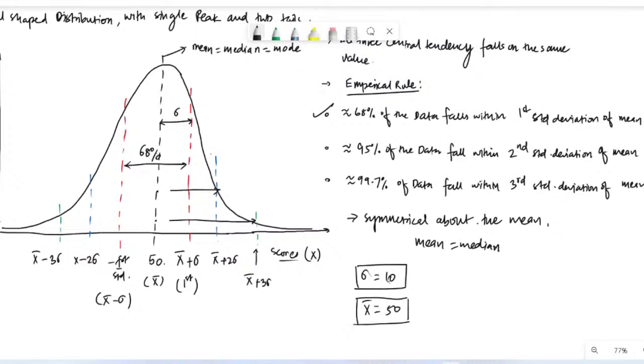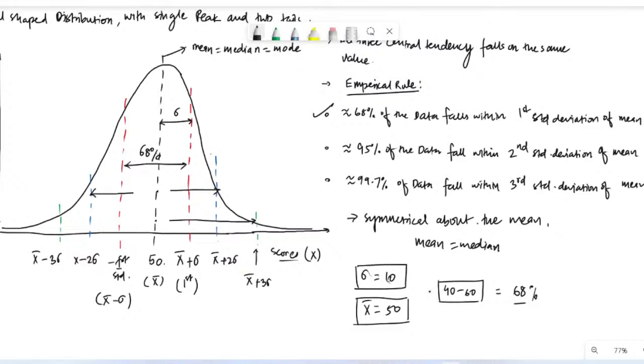So x plus sigma is 60, and x minus sigma is 40. It means that between 40 and 60, out of 100 students who have taken the test, 68% of the students' marks will fall under this range. What is 68% of 100? 68. Hopefully I have explained what the empirical rule means.